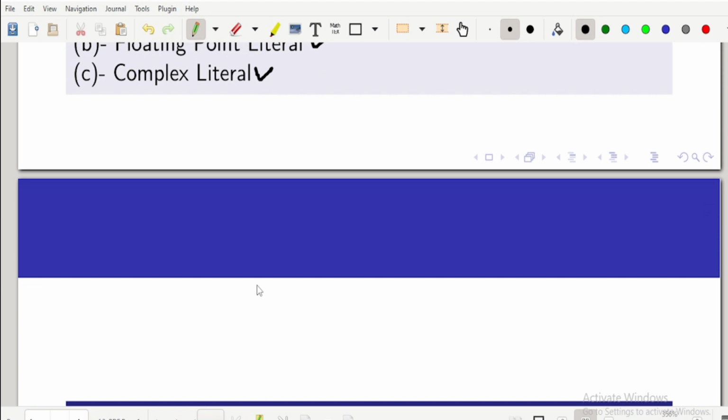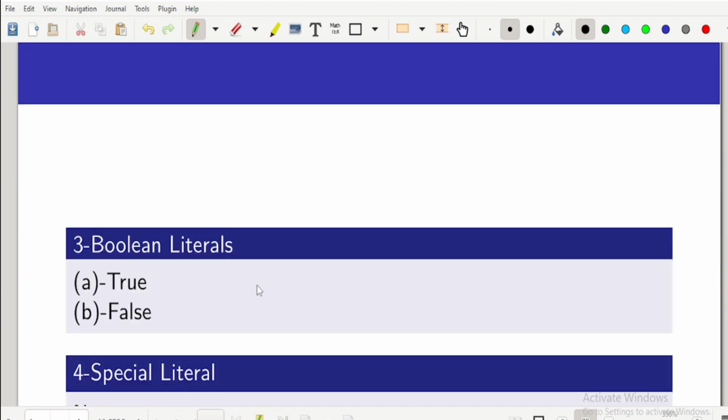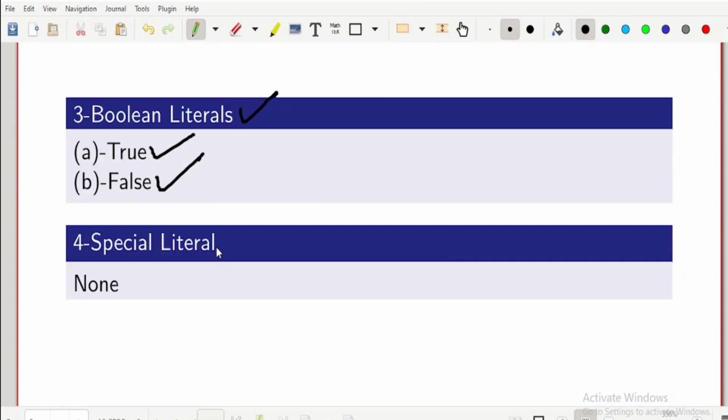Now the third type of literal is Boolean literals, and there are two types. The first one is true, and the second one is false. So there are only two Boolean literals. The fourth type of literal, which is very special in Python, is None, the null literal. So in Python, basically, there are four types of literals.